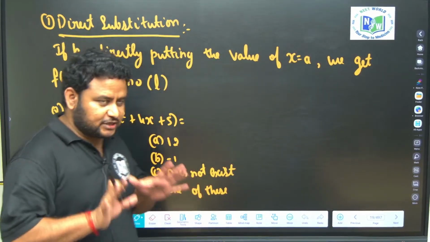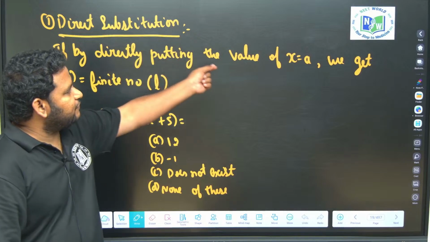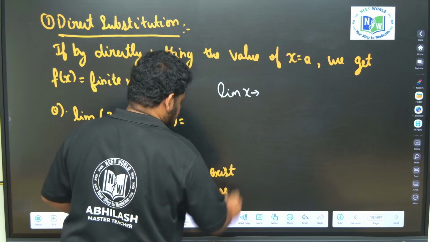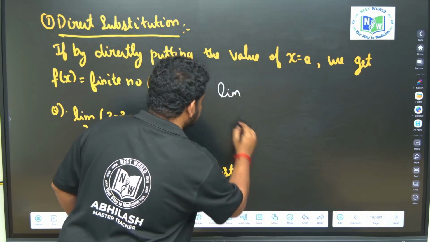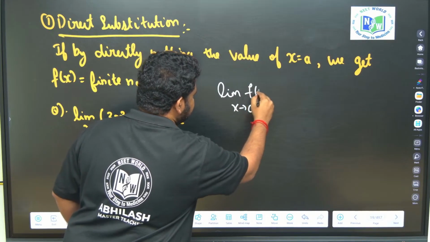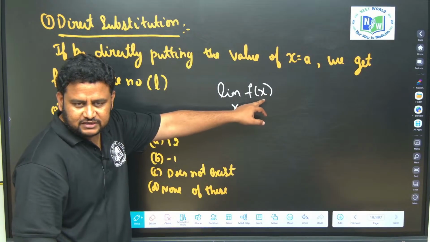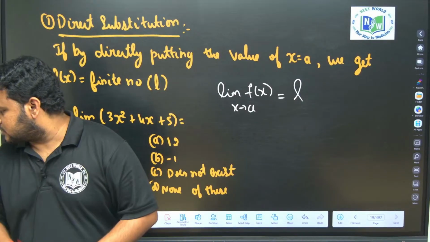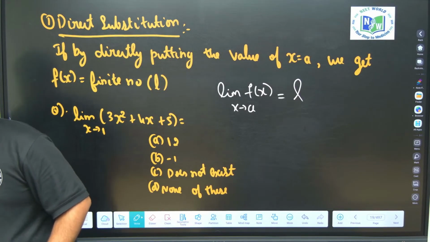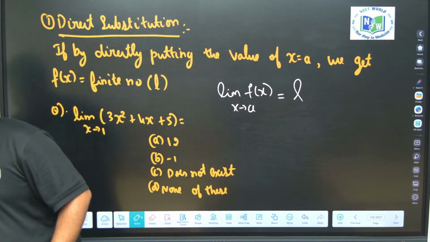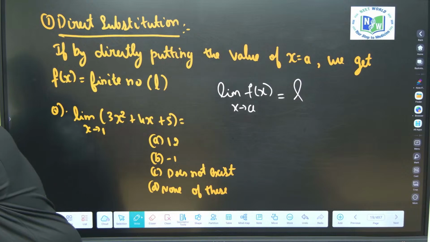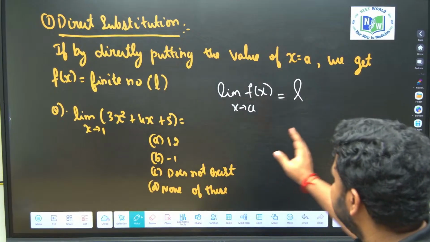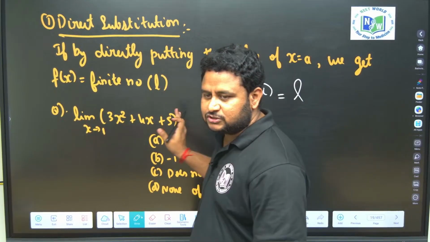So, when it comes to direct substitution, if by directly putting the value x is equal to a, see here, limit x tends to a, f of x is given. If I put x is equal to a in f of x and I get some finite value like L, then that is called direct substitution. When we get a finite value, that is called direct substitution.